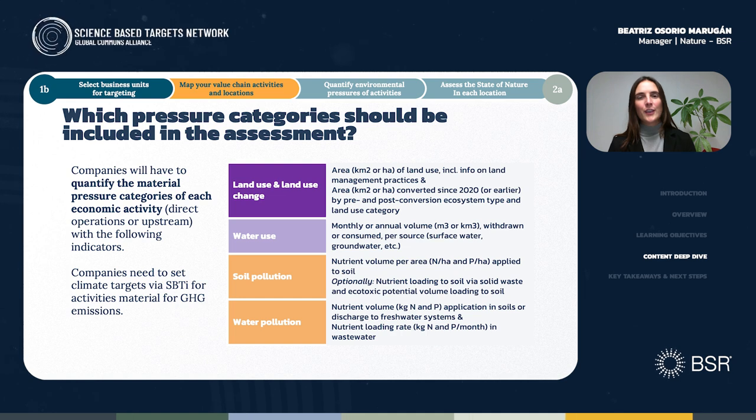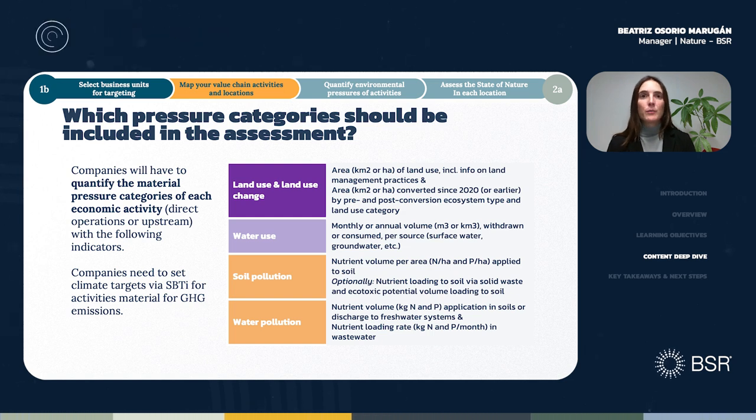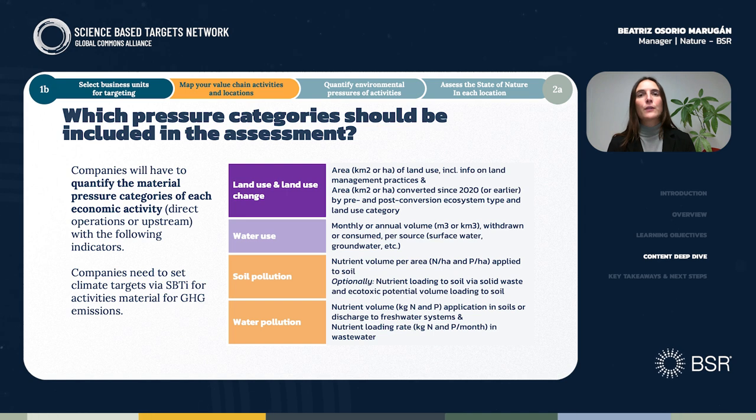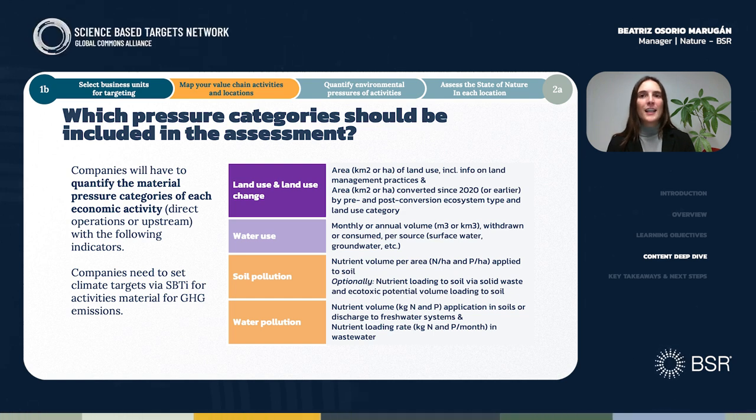Now a quick note on the inclusion of pressures. When the results of Step 1A show that an activity is material for a given pressure category, you will have to assess one or a couple of pressure indicators in that category for that activity. For example, if an activity is material for the category of land use and land use change, you will have to assess 2 indicators. First, the land use, and second, land use change for that activity.